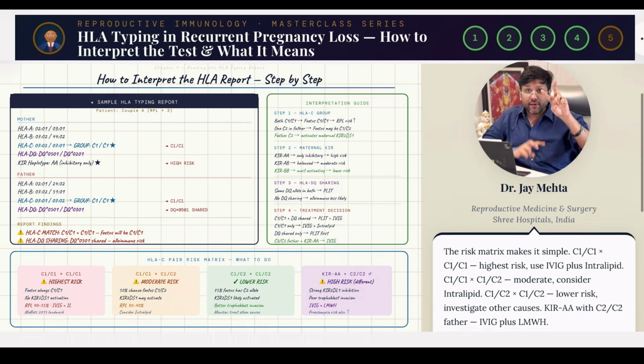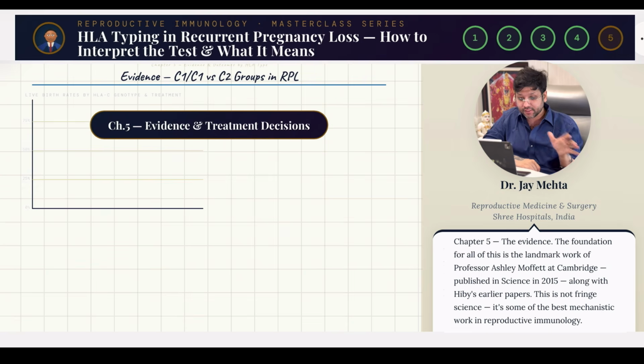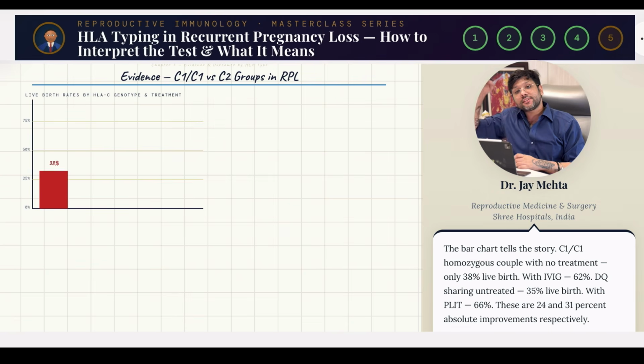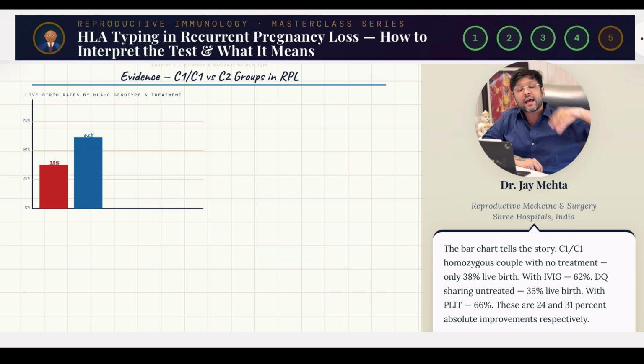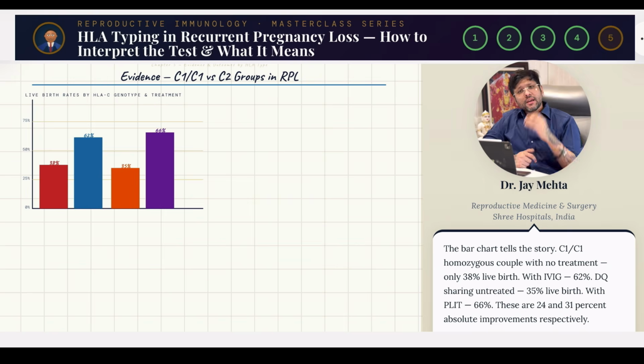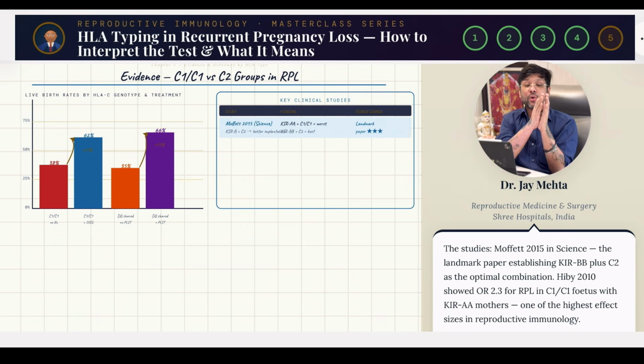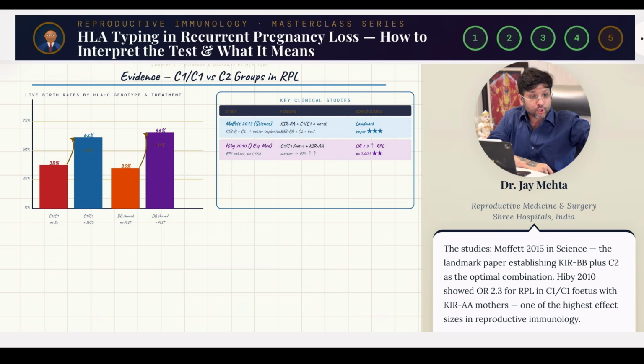Just remember one thing: when both mother and father are C1C1, it is very high risk. Just remember one more thing: if the father is C2C2 with KIR AA, that is also very high risk. Rest everything is manageable. Evidence has been consistently showing that proper treatment in this situation with immune modulation allows the patient to have a child with their own eggs and own sperm.